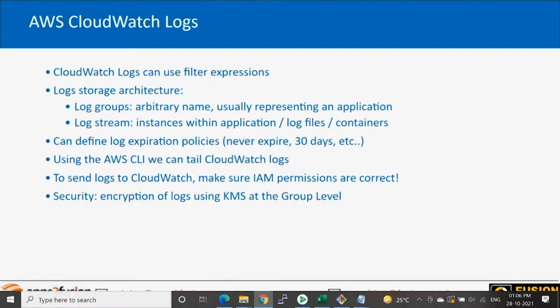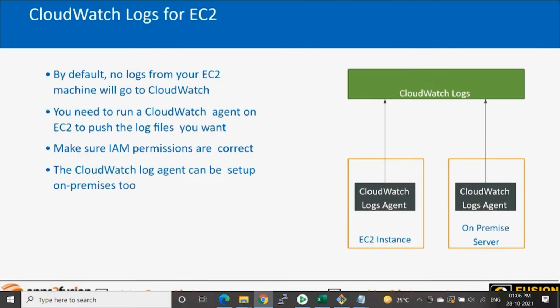CloudWatch logs for EC2. By default, no logs from your EC2 machine will go to CloudWatch. You have to install the CloudWatch agent on the EC2 to push the log files that you want. Make sure IAM permissions are correct. The CloudWatch log agent can be set up on-premises on an on-premises server too. Okay, so using CloudWatch, not only AWS infrastructure, you can monitor the on-premises server as well.